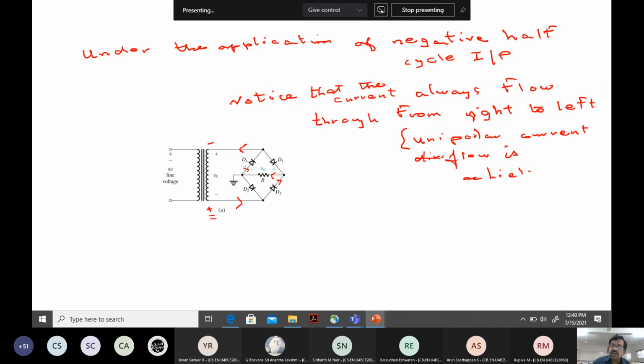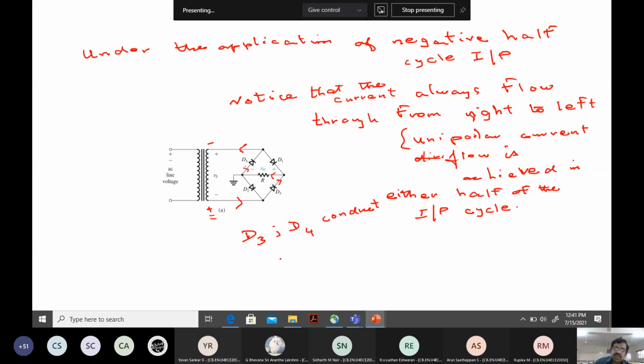Achieved in either half of the input cycle. This is very important. So rectification is thus possible. Here we can see D3 and D4 conduct, and D1 and D2 are reverse biased and do not conduct.